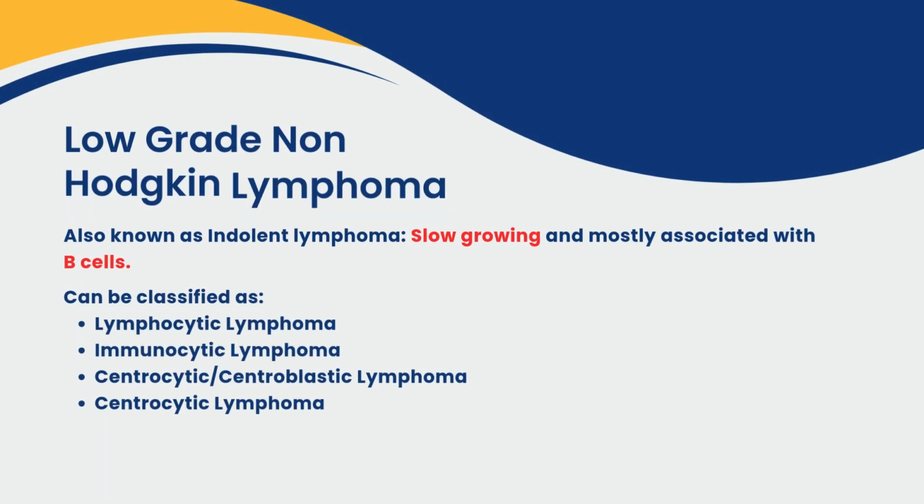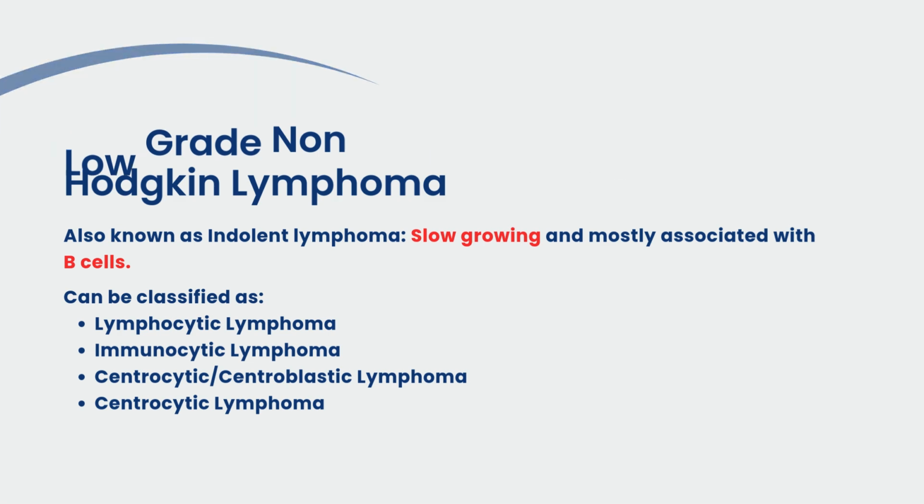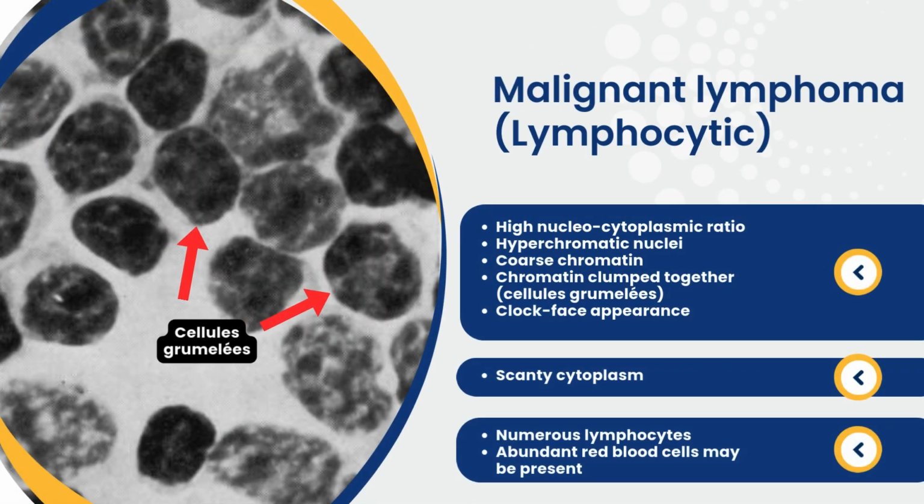Next, let's talk about low-grade non-Hodgkin lymphoma. It is also called an indolent lymphoma. It has a slow growth rate and is most often associated with B cells. Low-grade NHL can be classified into a few different types. The first type is lymphocytic lymphoma.